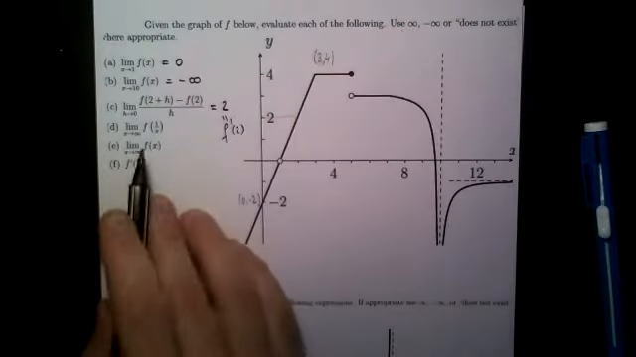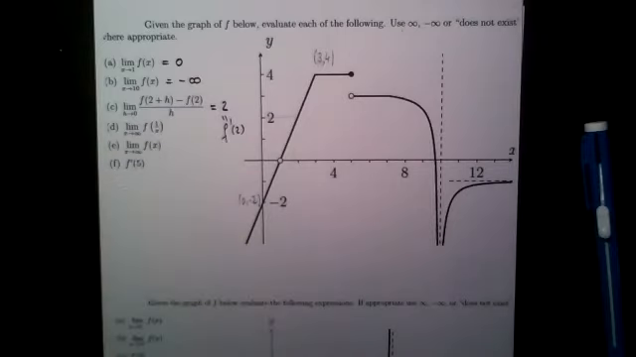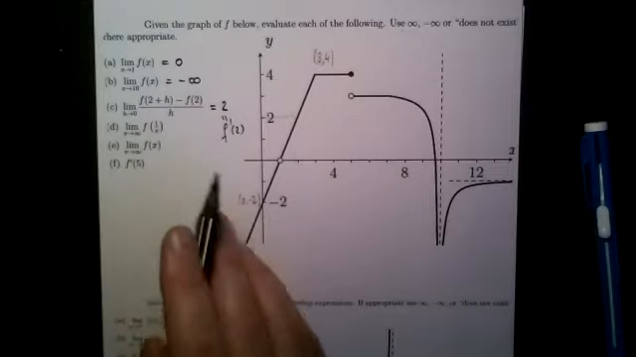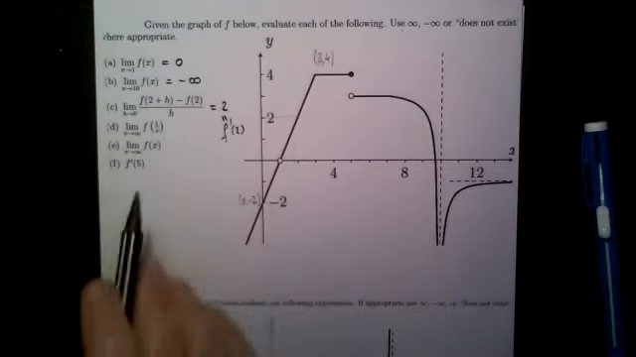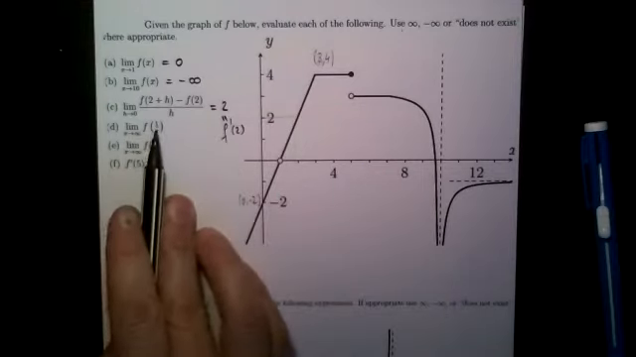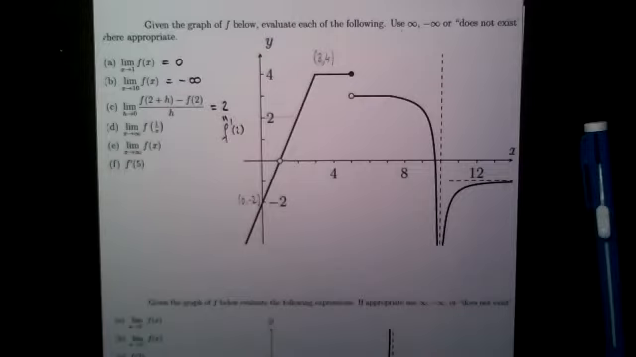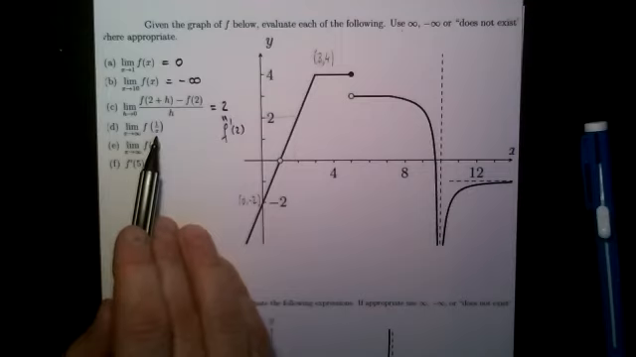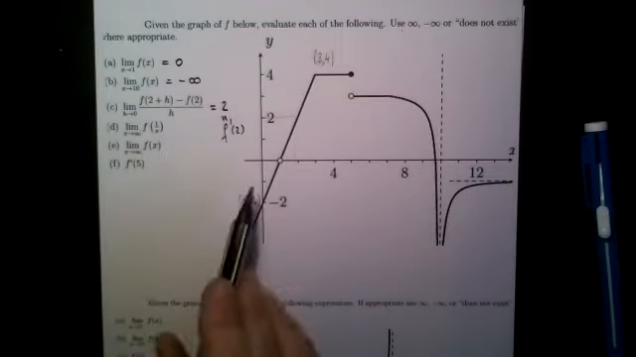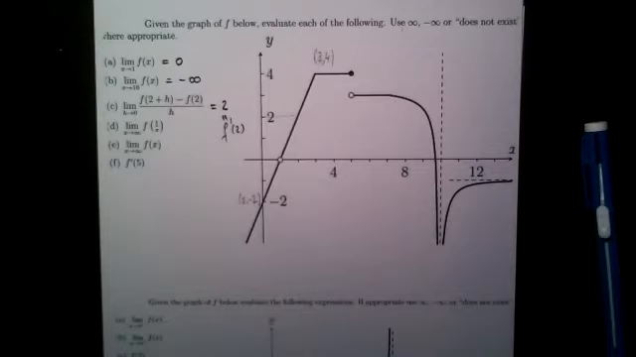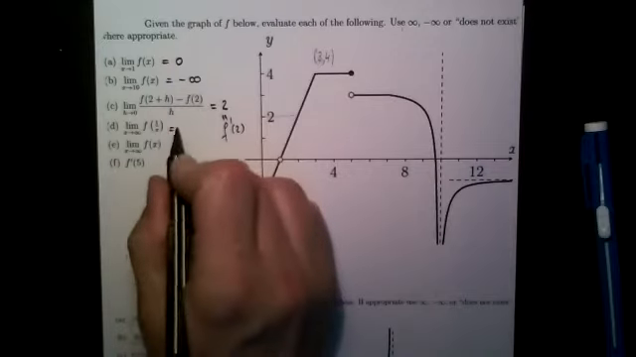Limit as x approaches infinity of f of 1 over x. So I need to see Natalia. I'm not sure. It's okay. As x approaches infinity, 1 over x will be 0. So x is 0, and f of 0 is? Minus 2. Fine. Okay.